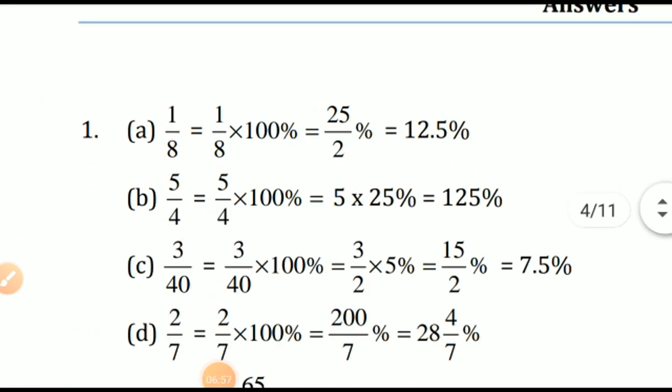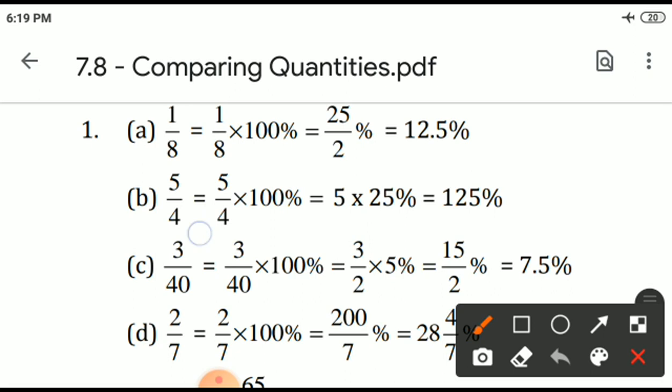Can you see here? Same way for B. 5 by 4 is equal to 5 upon 4 multiplied by 100 percentage. 5 into 25 percentage. How did it come? Very simple. 4 ones are 4, 4 twenty-fives are 100. Yes, correct. So 5 into 25 will give you 125. And don't forget to put the percentage sign.